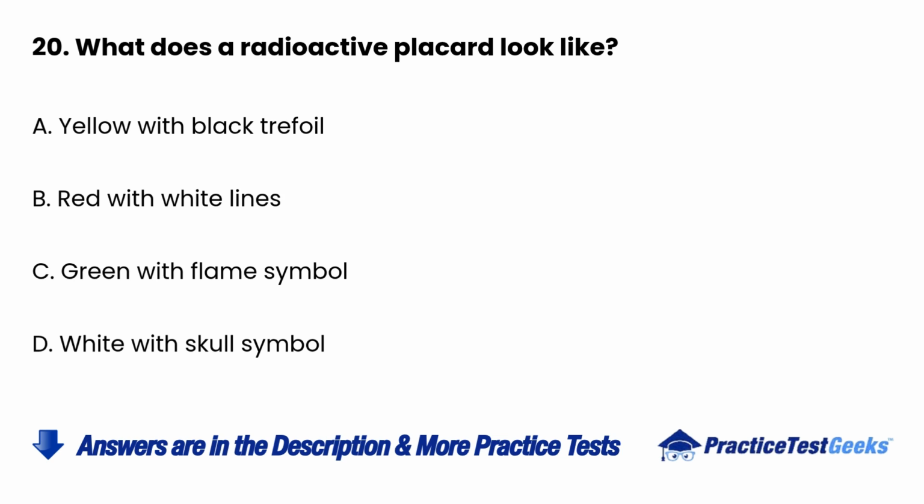20. What does a radioactive placard look like? A. Yellow with black trefoil. B. Red with white lines. C. Green with flame symbol. D. White with skull symbol.